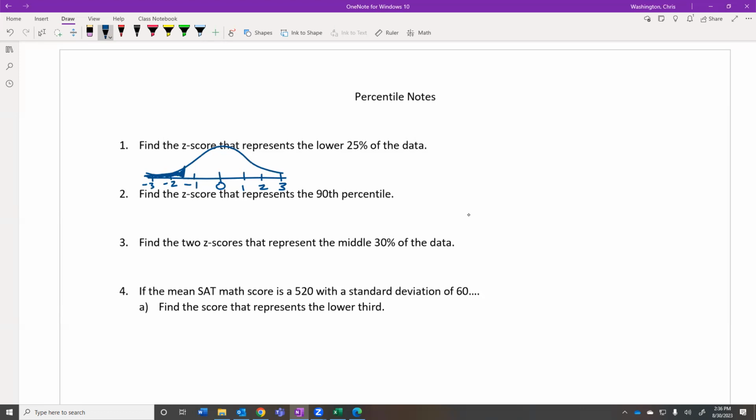We could go back to the chart that we did on Monday, and we could actually look for 25% on the inside of the chart, which would be 0.2500, or as close to that as we could find. But Desmos will also find this for us. So I'm going to go away from the chart. I'm not going to show you how to do it on the chart unless you just really, really want me to. I'm going to show you how to do this on Desmos today.